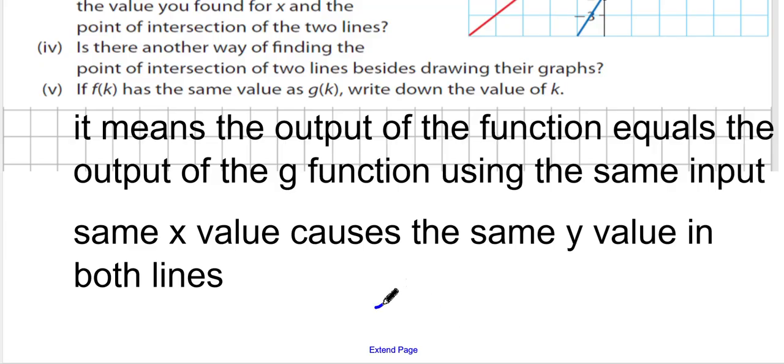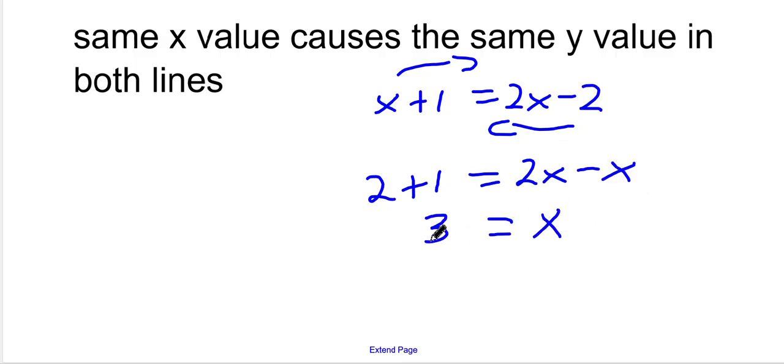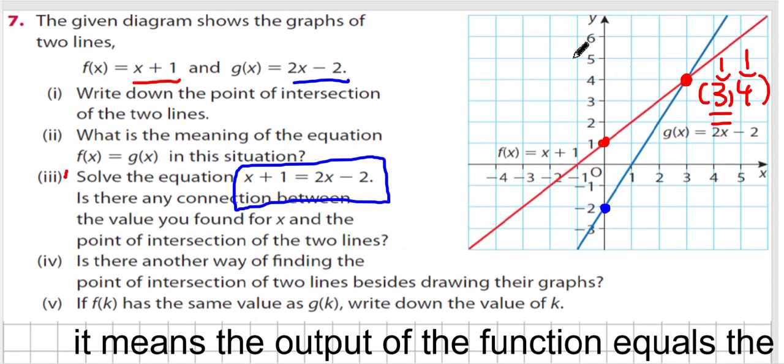So we're solving x plus 1 equals 2x minus 2. I'm going to bring the x to the right and the 2 to the left. What happens? 2x take away x is the same as 2 plus 1. 2x take x? x equals 3. 3 is the x value of the intercept. Hence, it gives you the x value when both functions are the same. It gives you the point of intersection. That's all it does.